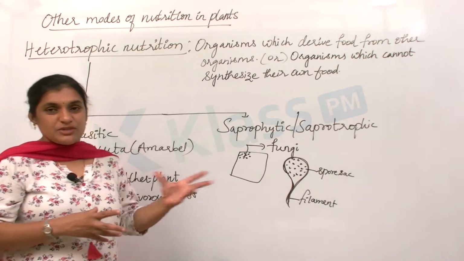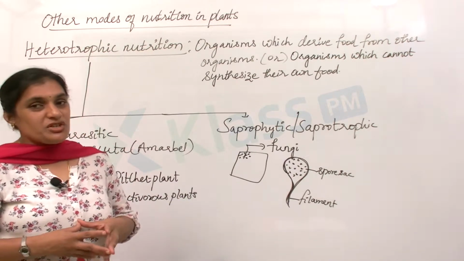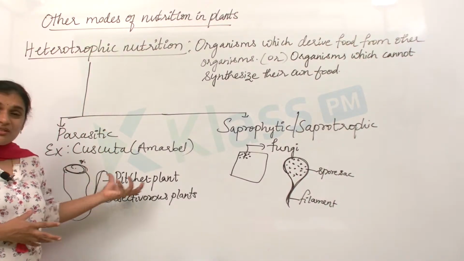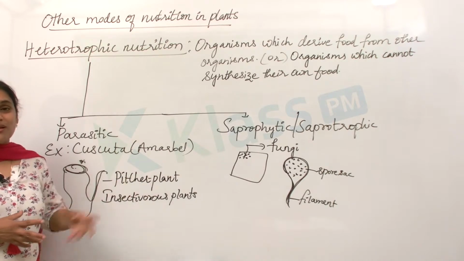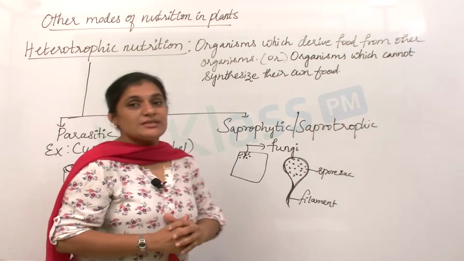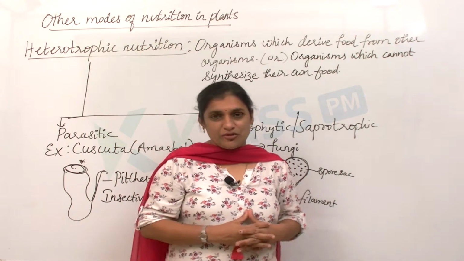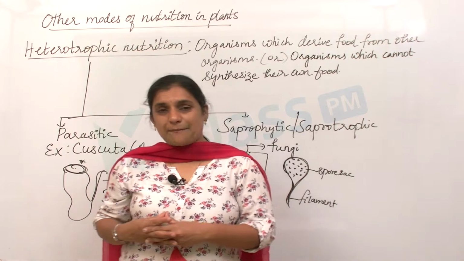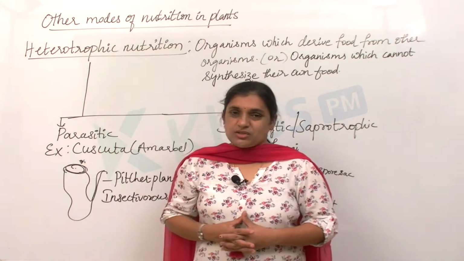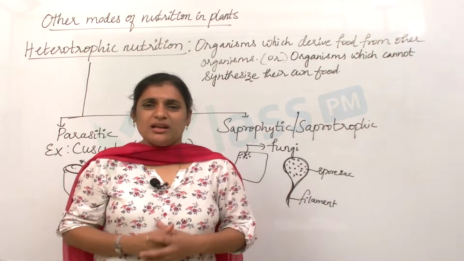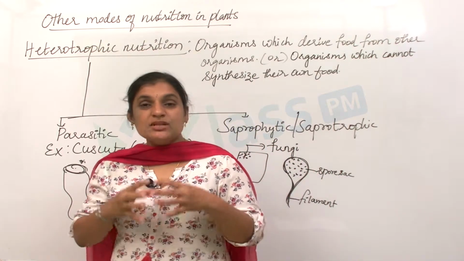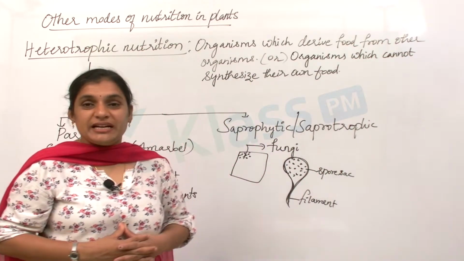So apart from this pitcher plant, there is also the Venus flytrap, which is also considered to be an insectivorous plant, right? So this is one of the modes of nutrition where they derive food from other organisms. Now coming to saprophytic nutrition or saprotrophic nutrition. Sapros in Greek means decay or dead parts. So now you might have a question in your mind, like why are we talking about dead parts? Yes, there are a few organisms which derive the food from dead and decaying parts.